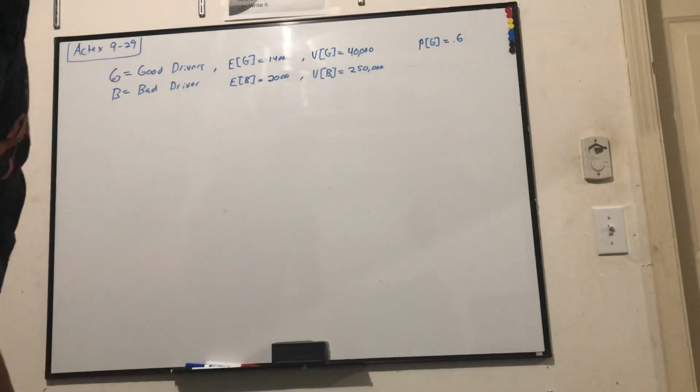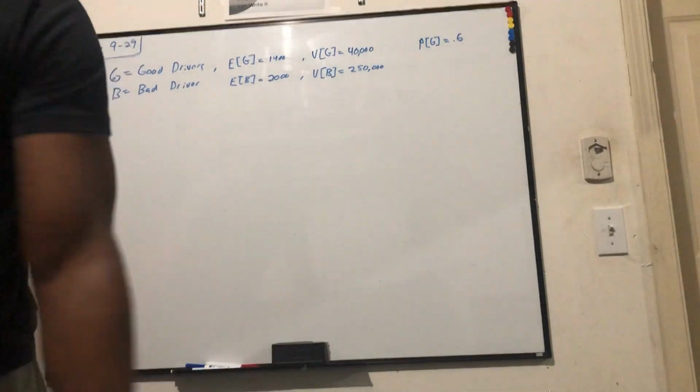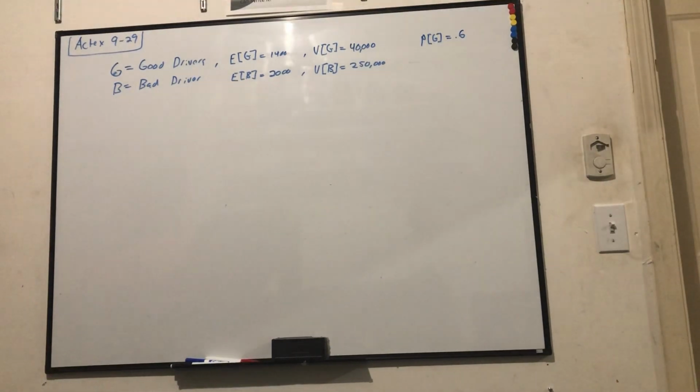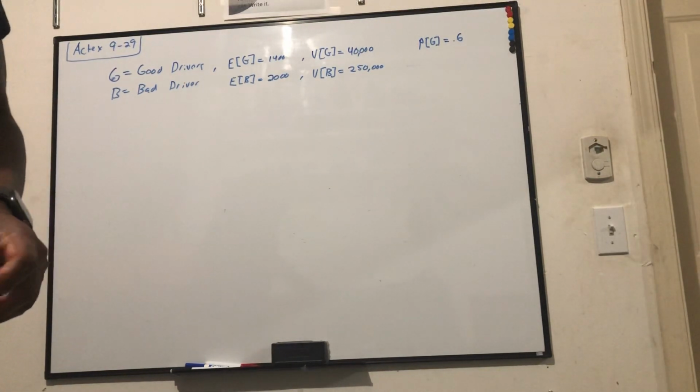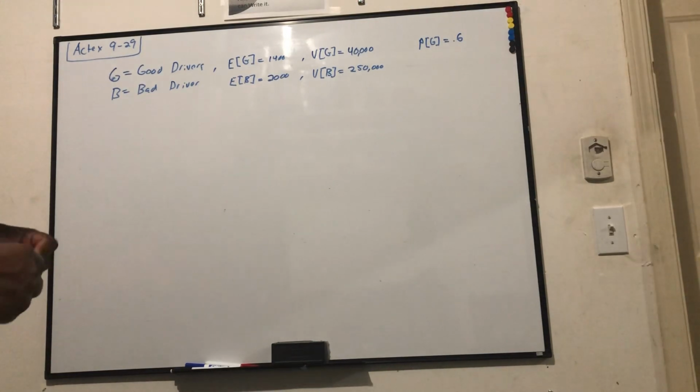Okay, so this is Actex 929, and it states an automobile insurance company divides its policyholders into two groups, good and bad drivers. The good drivers have the amount of an average claim is 1,400 with a variance of 40,000. And for the bad drivers, the amount of an average claim is 2,000 with a variance of 250,000. 60% of the policyholders are classified as good drivers. Calculate the variance of the amount of a claim for the policyholders.